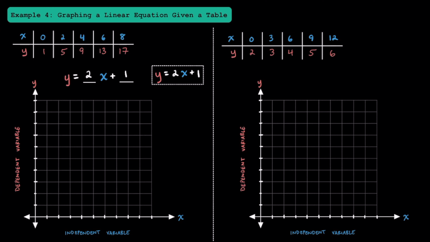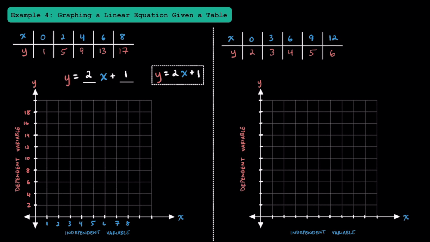Now let's graph it. First, take a look at your x values and see what the highest number is. Since we have 8 and we have more than 8 boxes, we're going to be able to write all of them down. As for the y values, they go all the way up to 17, and we don't have 17 boxes. In order to make it fit, we can make each box worth 2 along the y-axis.